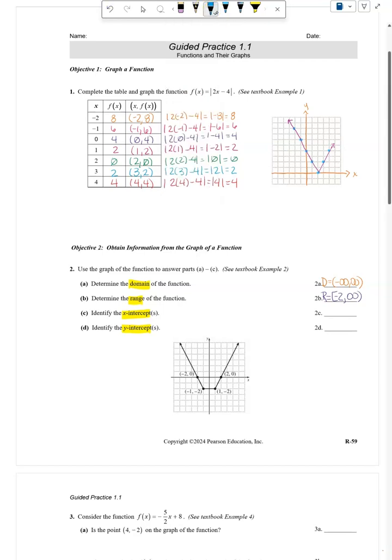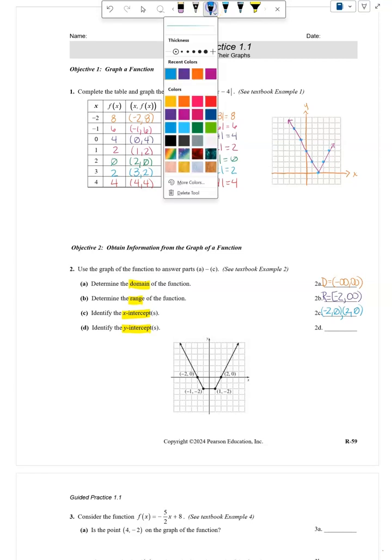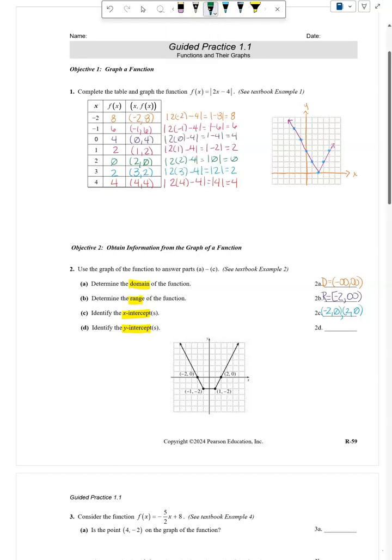Now, x-intercepts are where it crosses our x-axis, right? So it crosses our x-axis at -2, 0, right here, and +2 and 0. And what about the y-intercept? That is where it crosses the y-axis. So where does that happen? That happens at 0, -2.